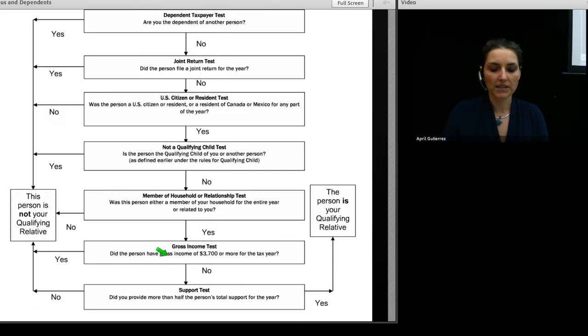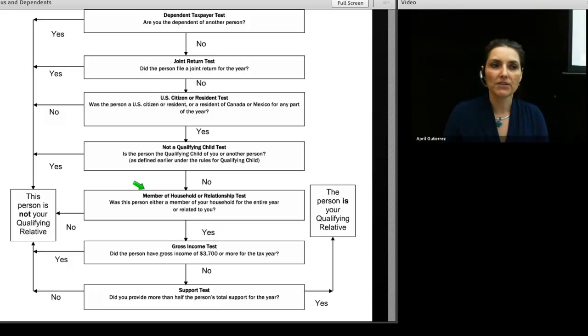And gross income test. Did the person have gross income of $3,700 or more for the year? The answer must be no. And finally, we get to support. Did you provide more than half of that person's total support for the year? There's a question in here, what about AGI? Does AGI come into it?